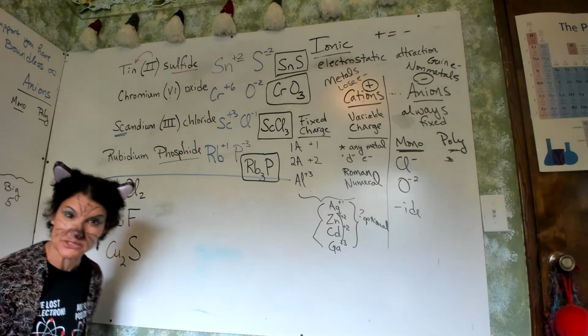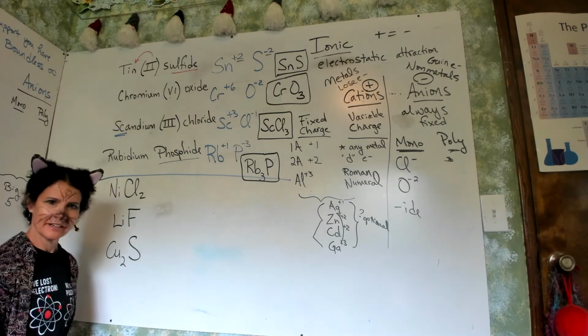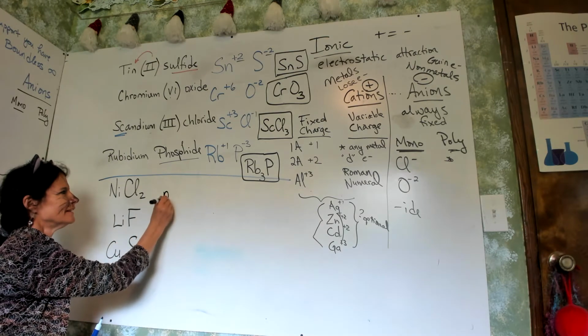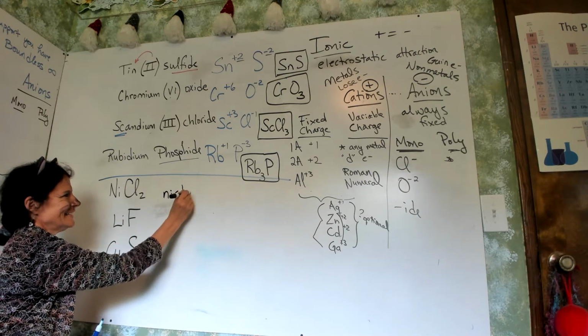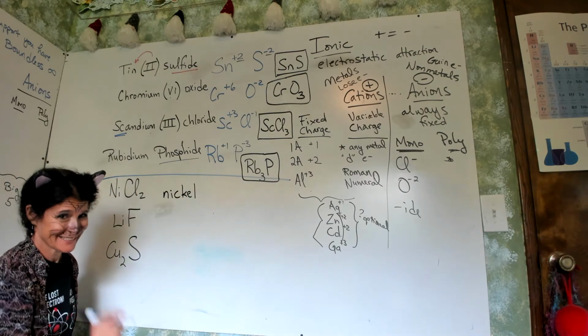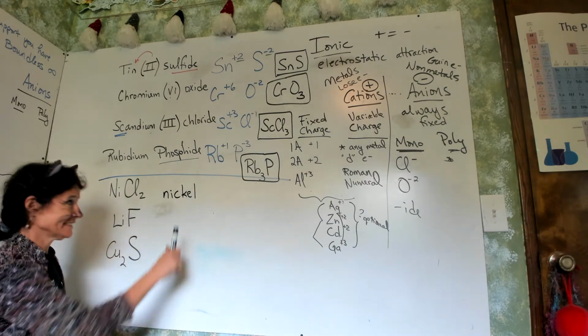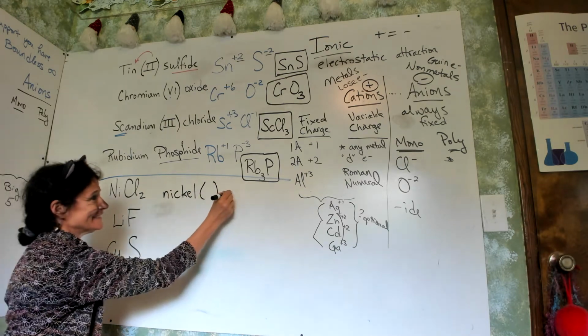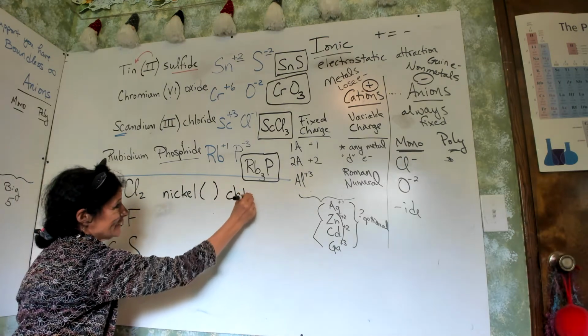All right, you know what? I can have the apostles in my class. Peter, what do you do? Ni. Does it get a Roman numeral? All right. Nickel, he knows, because he is an apostle. It's Roman numeral, Cl is going to be chloride.